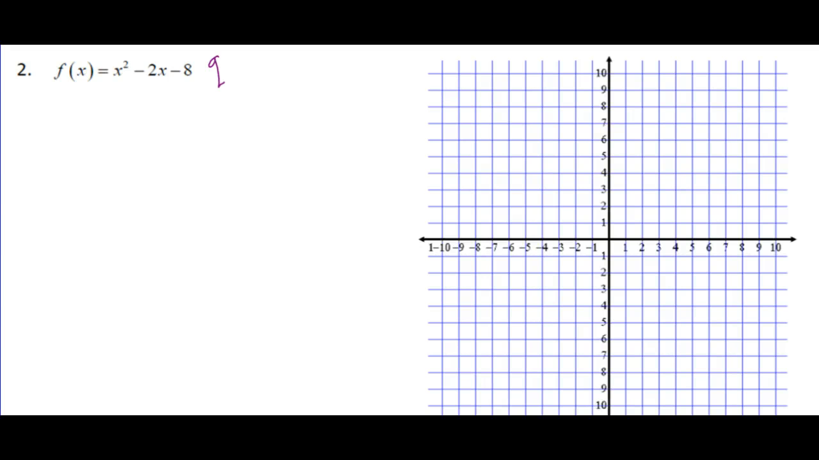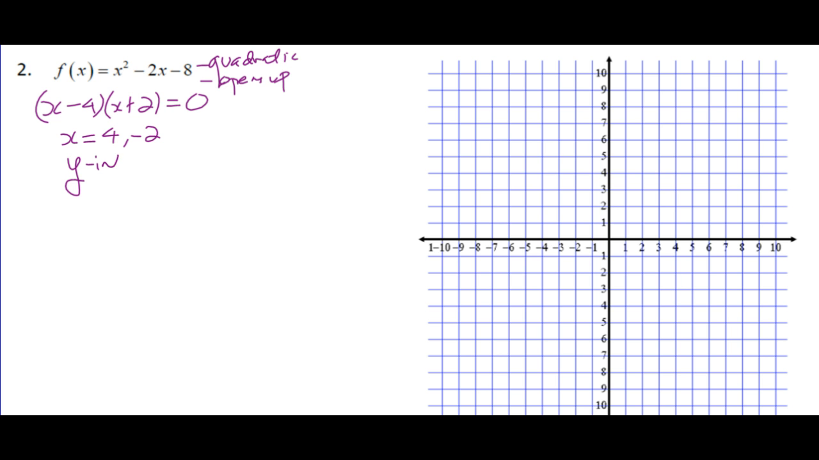So it's a quadratic. It opens up. We get x minus 4, x plus 2 equals 0, which gives us the x-intercepts at 4 and -2. Okay, so the y-intercept is -8.